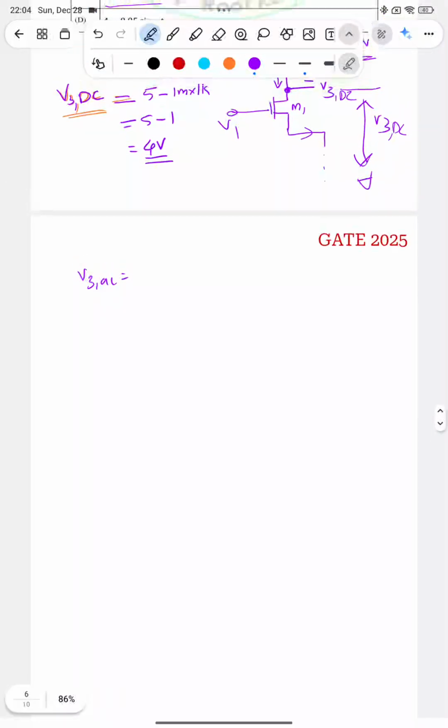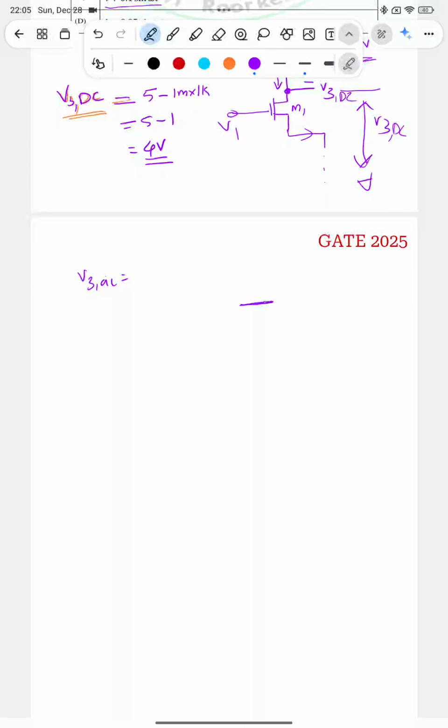So if we draw the small signal equivalent of this MOSFET, it will be like this, the pi model. It will be gm VGS. This is the voltage. So if this is the gate node, this is the source terminal, and this will be the drain terminal. Fine. And this is the pi model of a MOSFET.